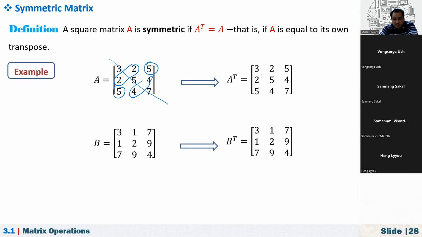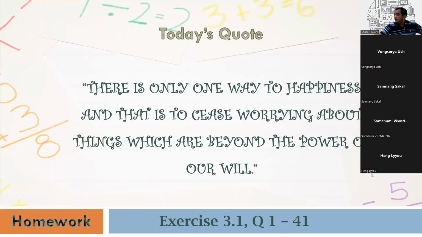The transpose of this matrix, again, is 3, 2, 5, 2, 5, 4, 5, 4, 7. And for B, if you notice, these elements are the same, and also these are the same, and also the 7. That's why it is symmetric. Symmetric means it's symmetric about the diagonal, and that's why its transpose is just itself. That means if the transpose of a matrix is equal to itself, then it is symmetric. And if it is symmetric, then its transpose must be equal to itself.